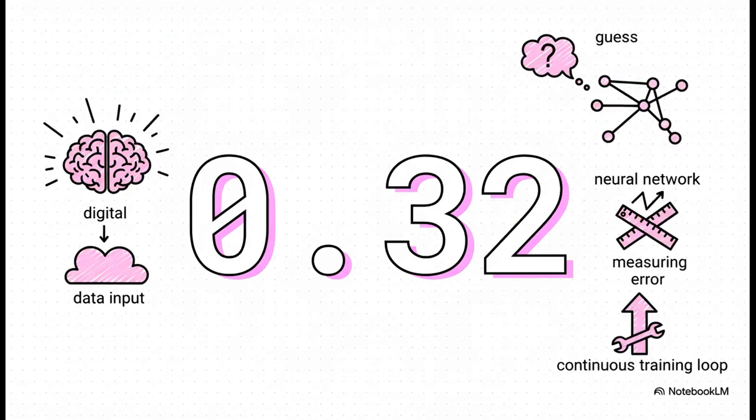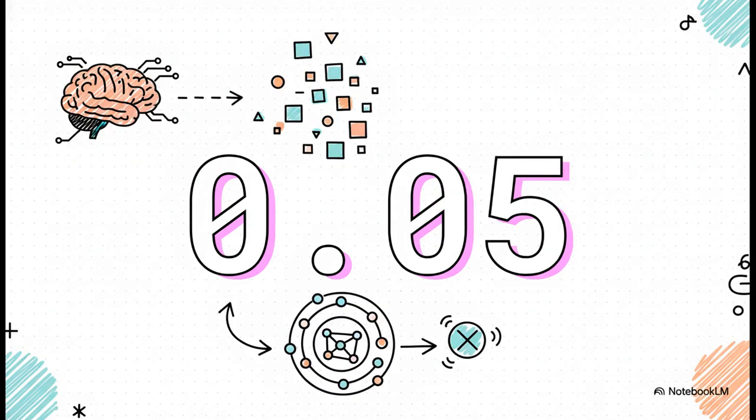But check this out. After a bit more practice, by Epoch 10, the error score has dropped a lot. Every single mistake has made the brain just a little bit smarter, and its guesses are getting way more accurate. Now let's fast forward to Epoch 100. Whoa, look at that score. It's incredibly low. The brain has seen all the data enough times that it's starting to really get the underlying patterns. Its predictions are now super reliable.